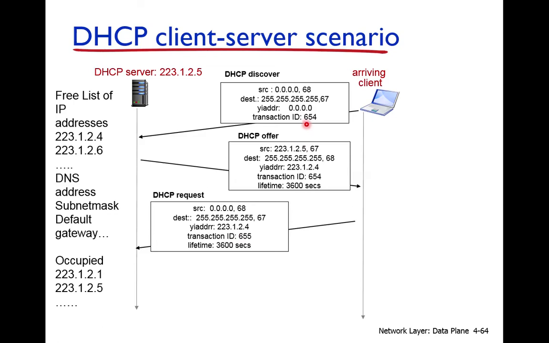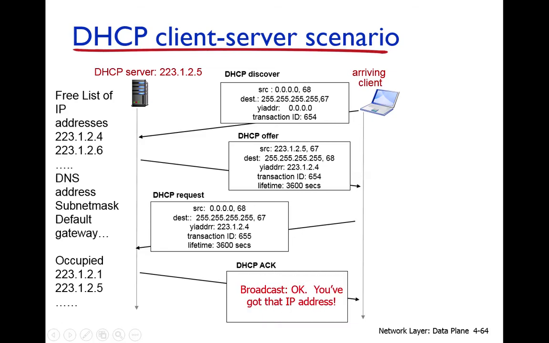Okay, so in the previous message the transaction ID was 654, now the transaction ID will be 655, and this is the lifetime for which this IP address will be valid. Now after this, the server will send the DHCP acknowledgement message that okay, now you can use this IP address, and this IP address will be moved from the free list to the occupied list, meaning this IP address is now assigned to this machine, okay.